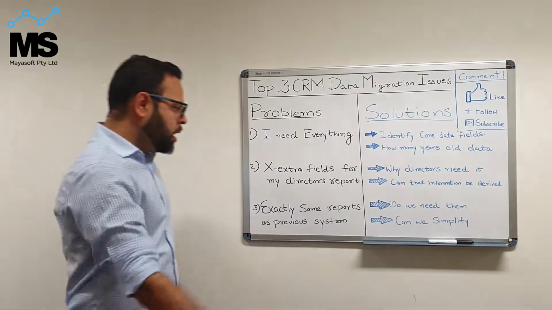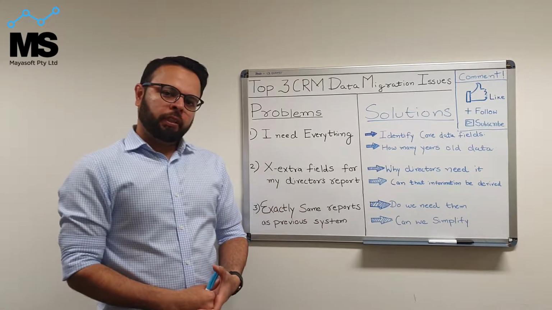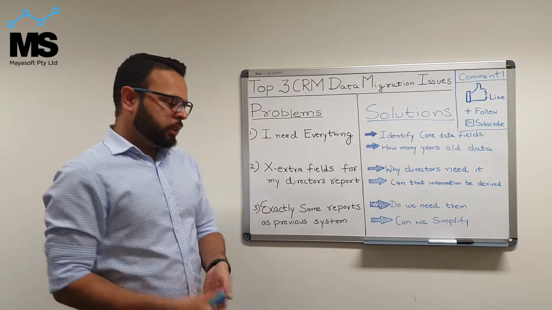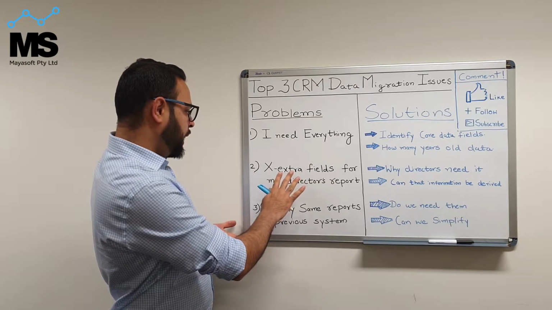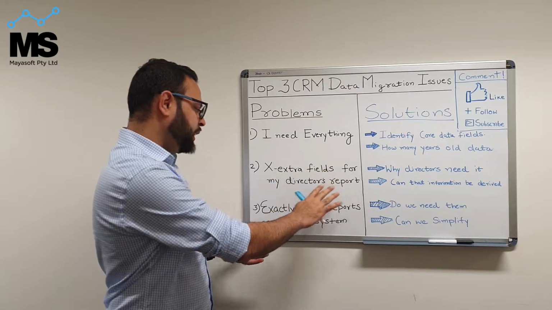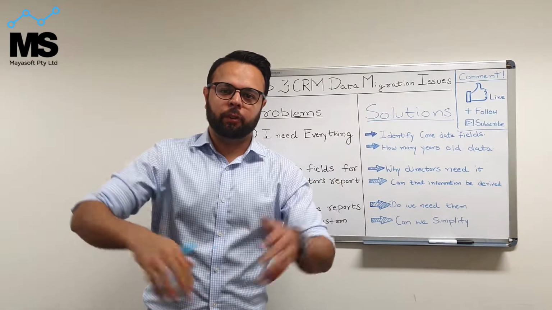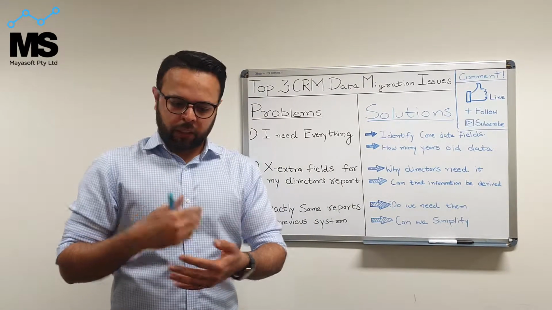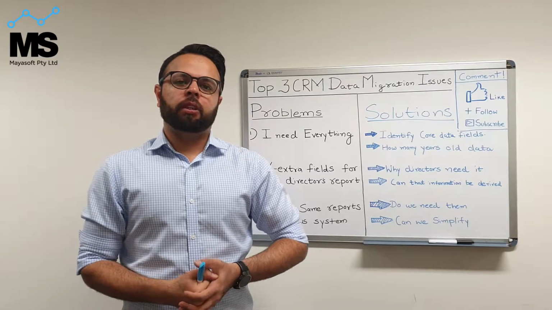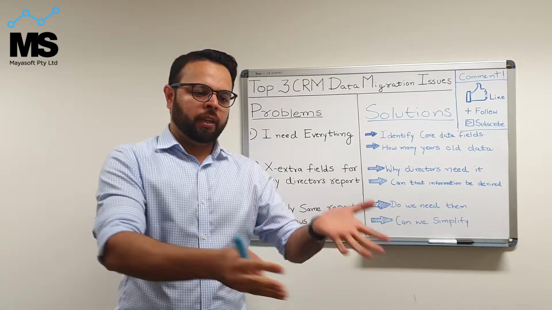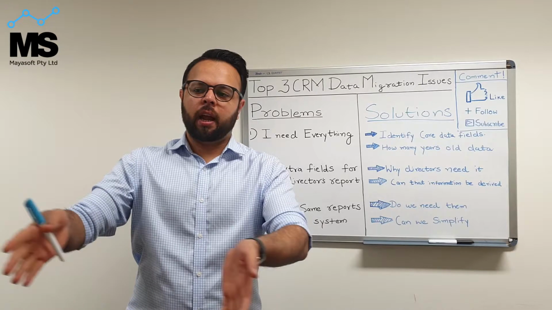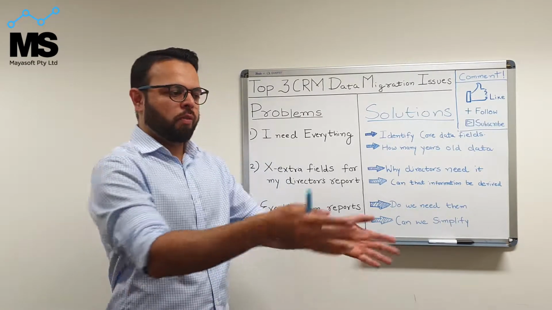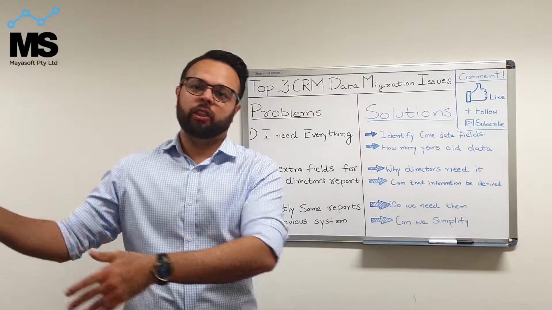The second problem that we have seen with many of the businesses is that they want extra fields for some director's report. Now, this happens quite often. We have seen many stakeholders, when we're having a meeting with them, say, oh, we want these many fields in our system because we need to have a report for our CEO, for one of the directors, or some executive manager.